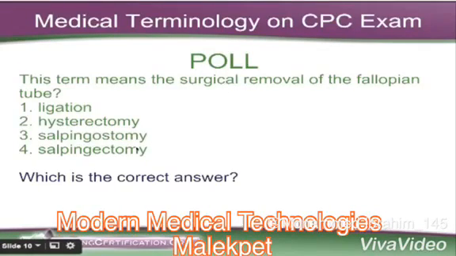Then what you need to know is what is the root word for fallopian tube. And it's not hyster, because that's the uterus. You probably know that. And ligation means tying off. So when you do that process of elimination, or the thought process, it's number 4.